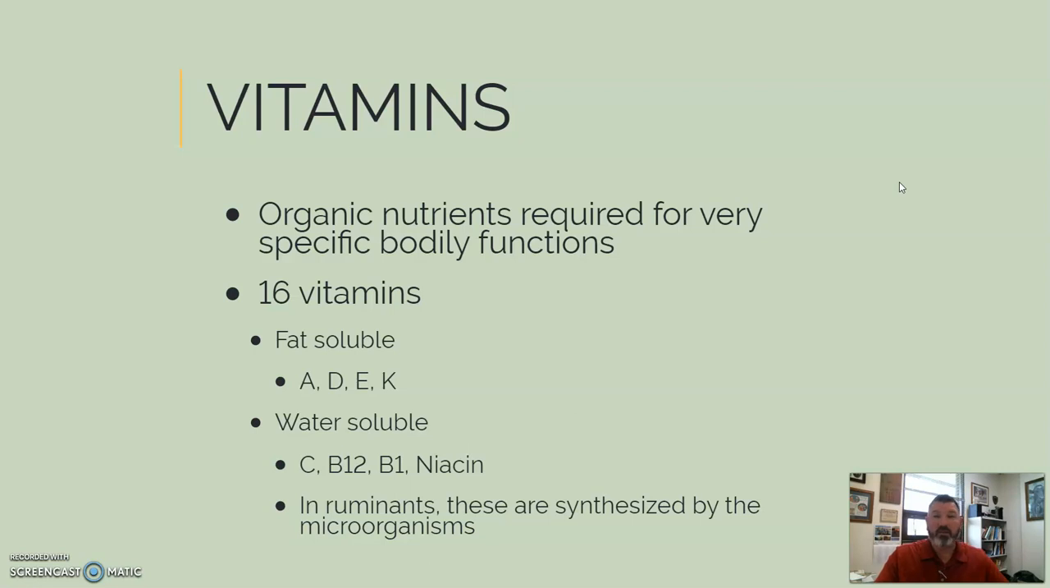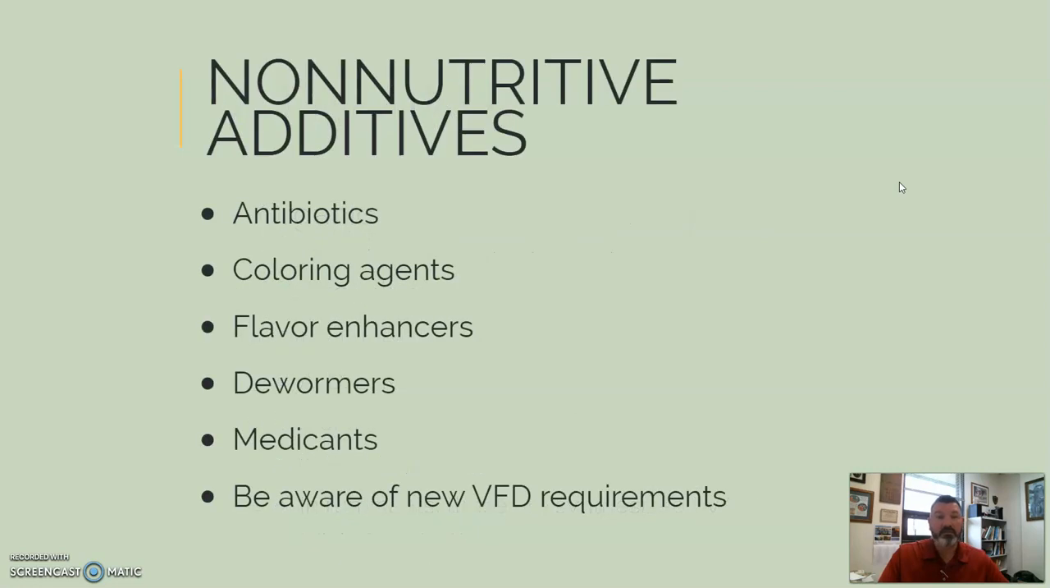Likewise, when we talk about your water solubles, like your B12 or B-complex vitamins, niacin, riboflavin, those all need water in the gut in order for the small intestine to be able to absorb those appropriately. So that's really critical that we make sure and understand these things. Ruminants have the unique capability of actually making some of these vitamins in the water-soluble category, which is really important and helpful in animal feeding.